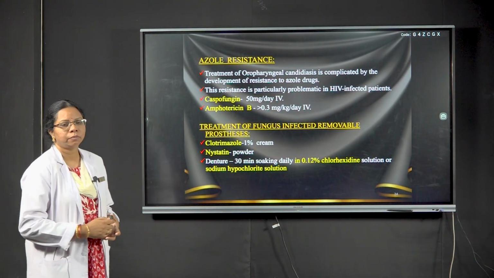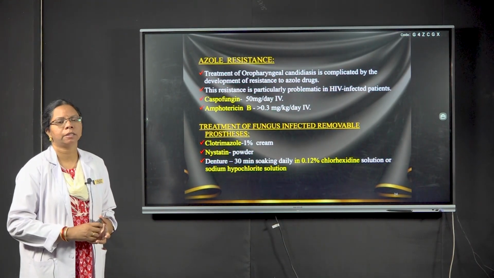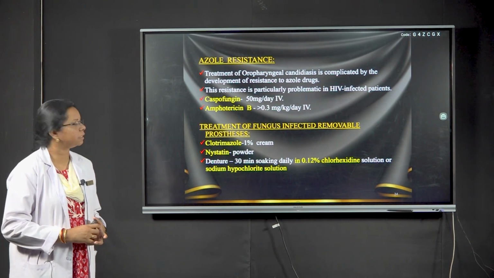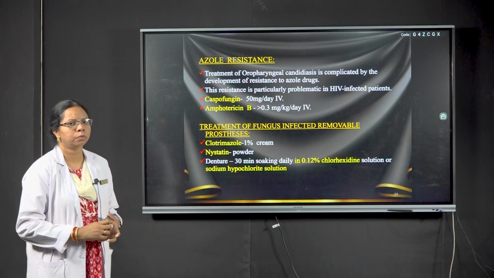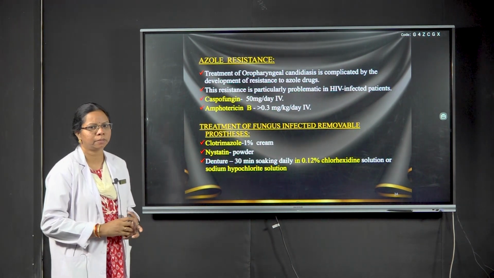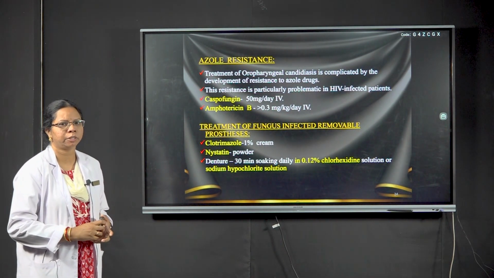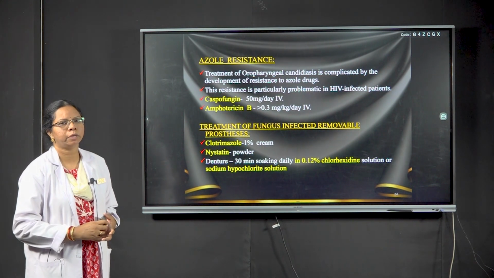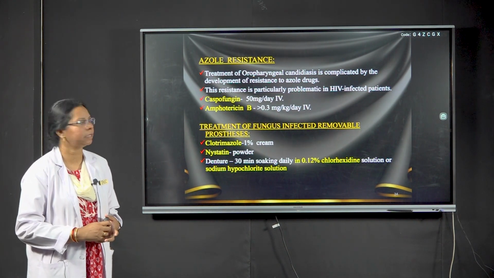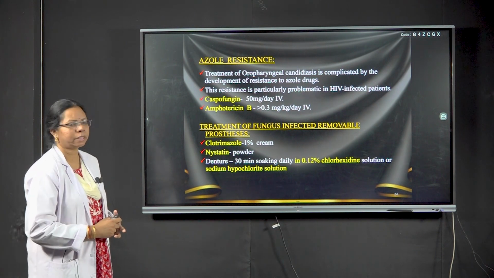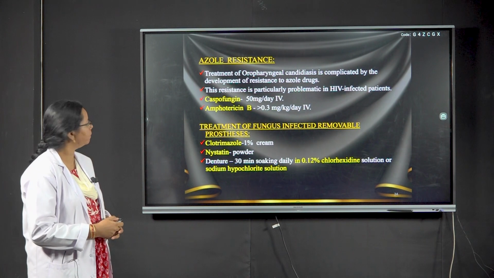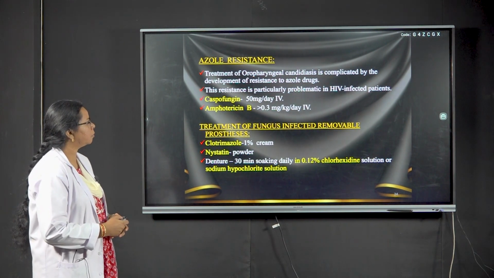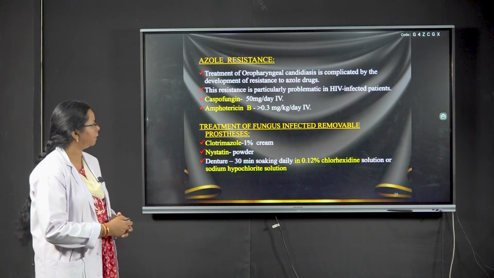Here we should remember one more point, that is azole resistance. Among antifungal agents, there are polyenes and azoles. Chronic usage of azoles causes resistance in a patient, especially in HIV/AIDS patients. For them we have to choose polyenes like amphotericin B and nystatin. For patients who develop resistance, you can use caspofungin 50 milligrams per day IV or amphotericin B more than 0.3 milligrams per kg per day IV.